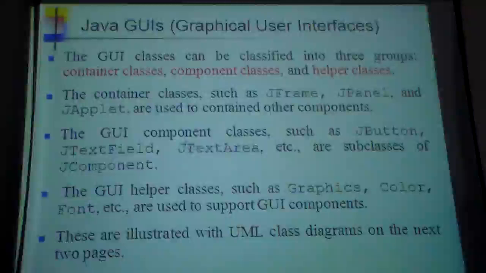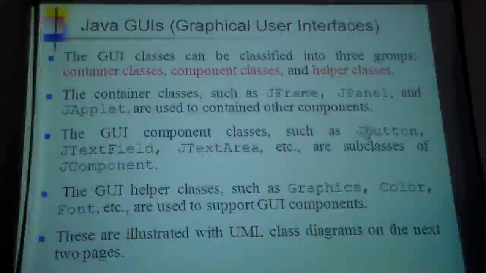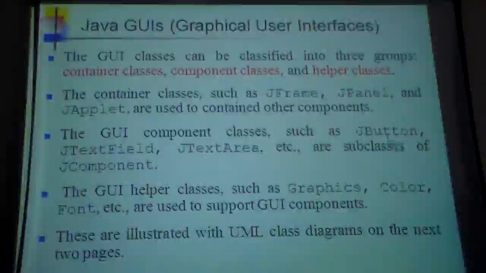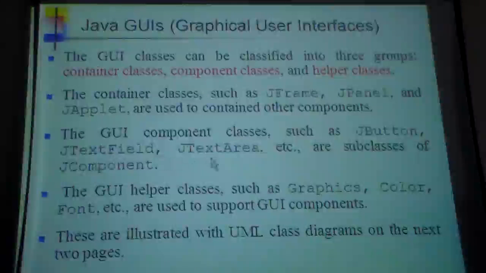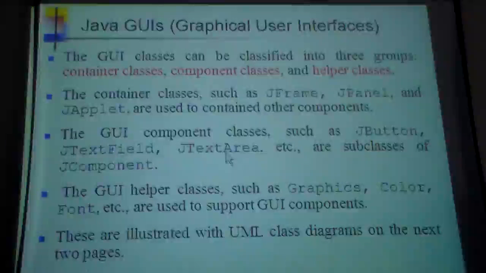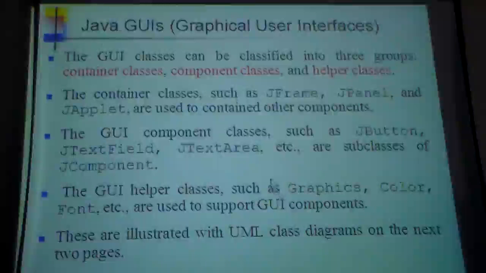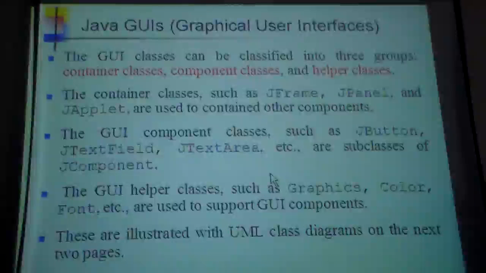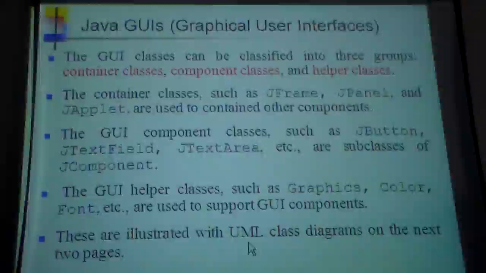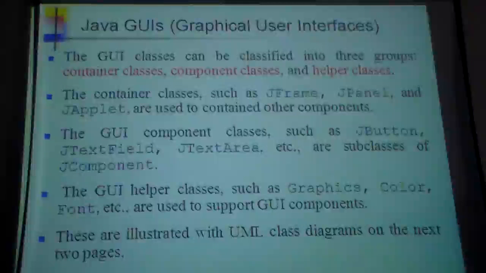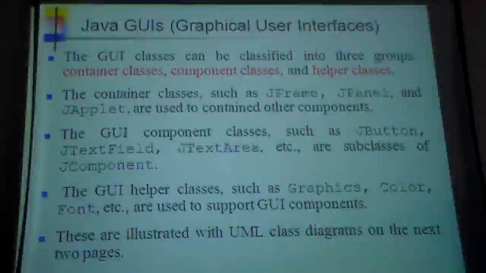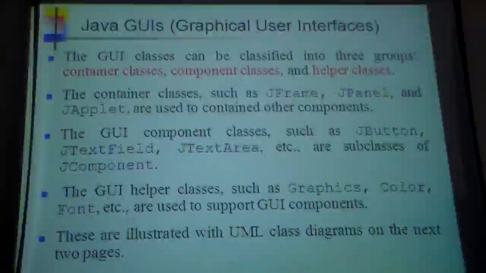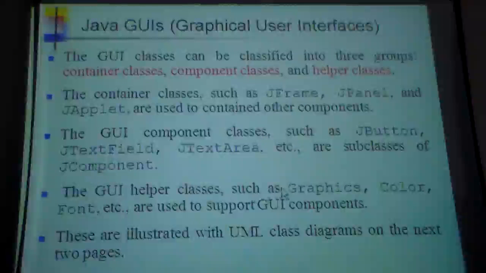The graphic user interface component classes, which are the second group, include, as examples, JButton, JTextField, and JTextArea, and a lot of check boxes and other things you need or see in any graphic user interface, and you can implement them in a Java user interface. Okay. The third group is the helper classes.